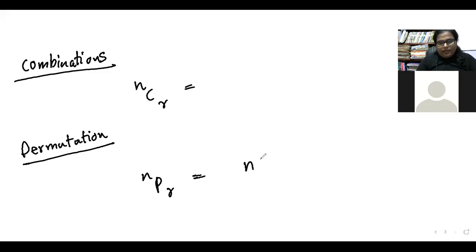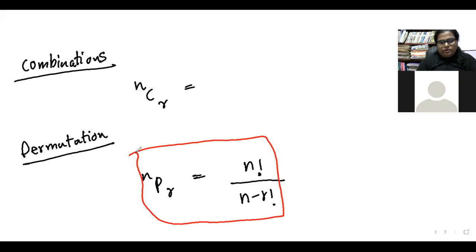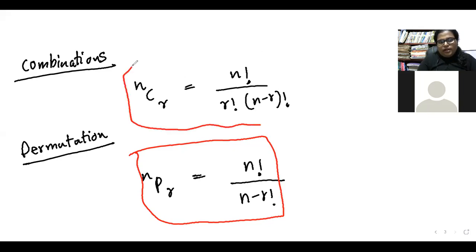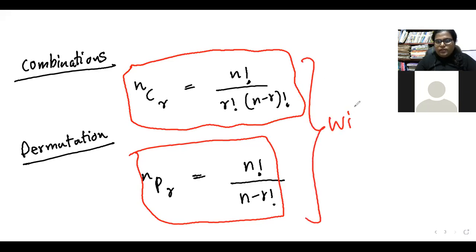So it is n factorial divided by n minus r factorial, right? So this is the formula for permutations. And the formula for combinations is, let me write here, n factorial divided by r factorial into n minus r factorial, right? These are the 2 formulas for combinations and permutations without repetitions.